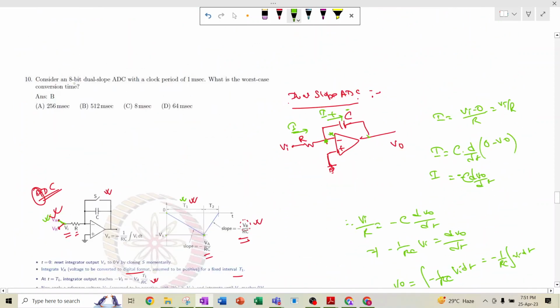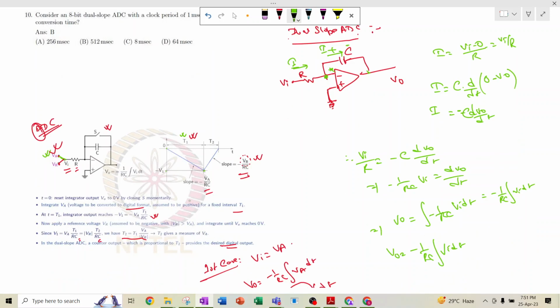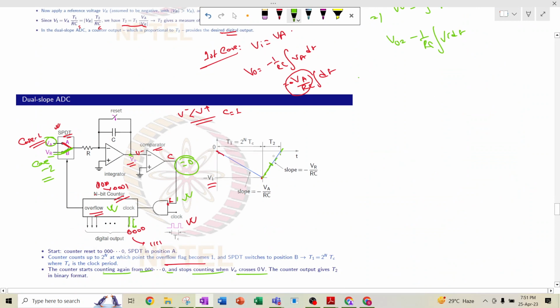So in this question, what is asked? It is asked, for this 8-bit dual slope ADC with a clock period of 1 millisecond, what is the worst case conversion time? So we can see the conversion time is basically T1 plus T2. T1 is 2 to the power n times T clock, that is fixed because it has to go from 0000 to 1111 and then it will stop, plus T2.